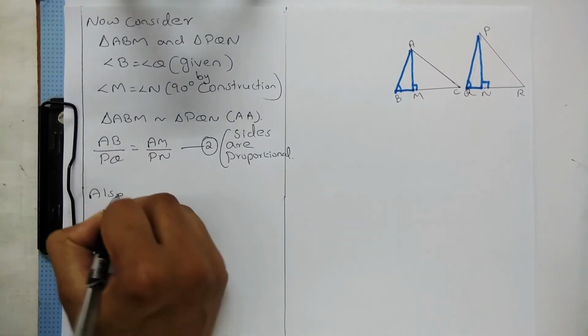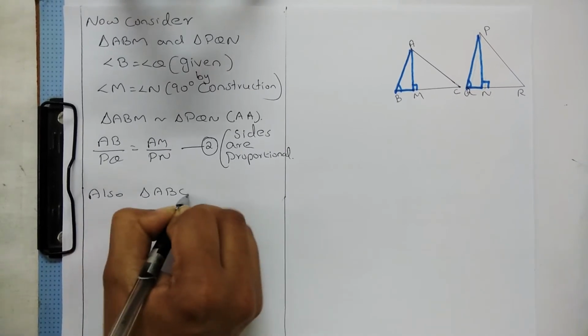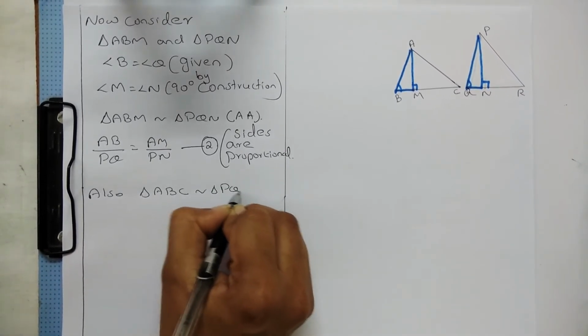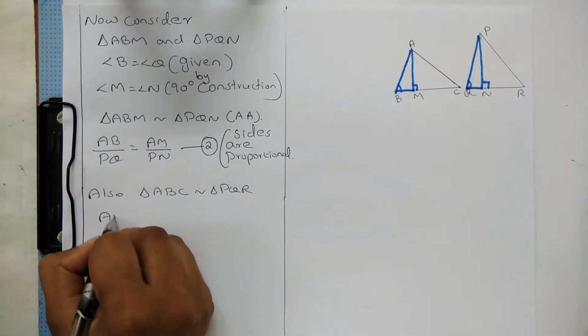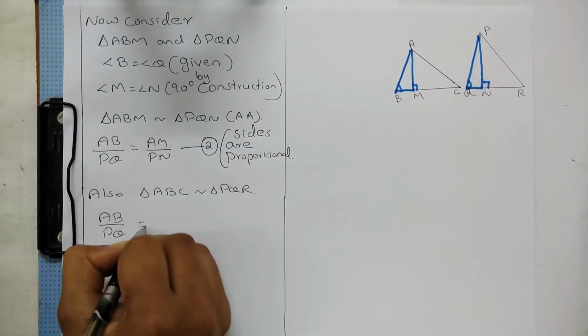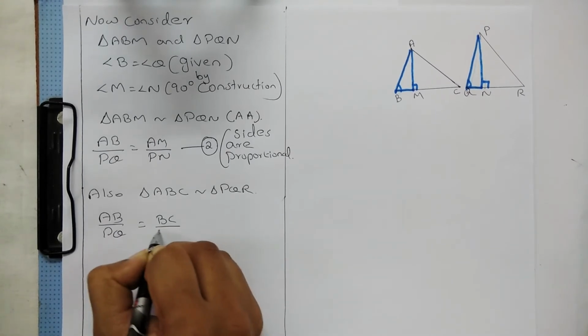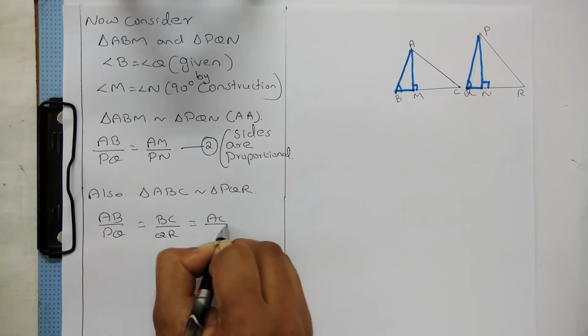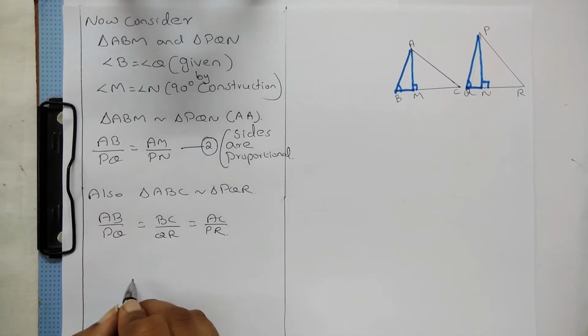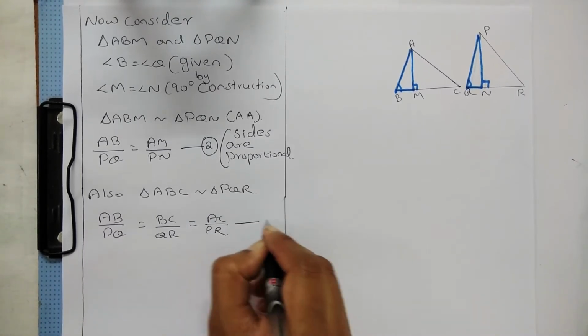Also, they have given triangle ABC is similar to triangle PQR. That means their corresponding sides also will be proportional, right? That is AB by PQ is equal to BC by QR is equal to AC by PR. Their corresponding sides also will be equal. This is equation number 3.